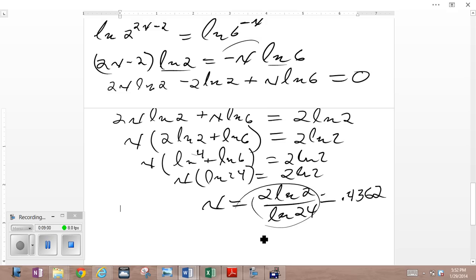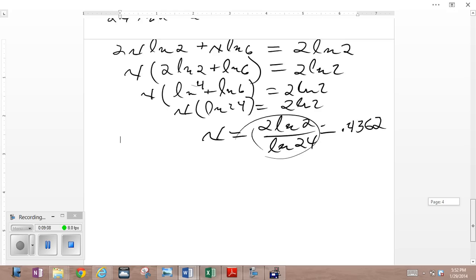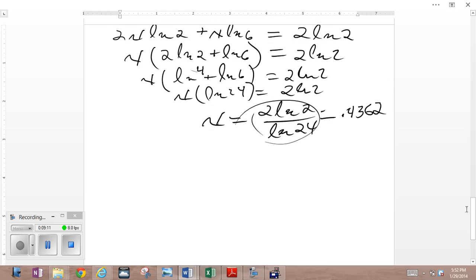But I'd prefer the exact answer, because chances are, the last thing you want to do is pull out your calculator. You want to resolve these as much as you can before you go to your calculator. And in most instances, this is the exact answer right here: 2 natural log of 2 over natural log of 24. So I would leave it at that. Let's take a look at another problem or two.